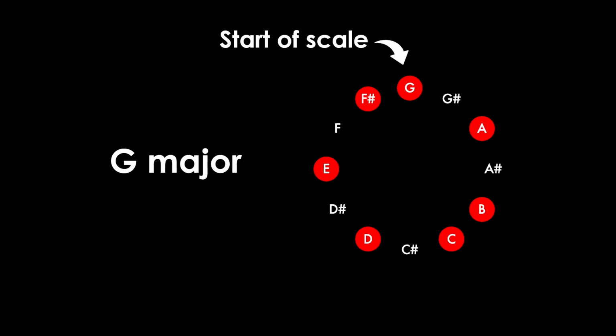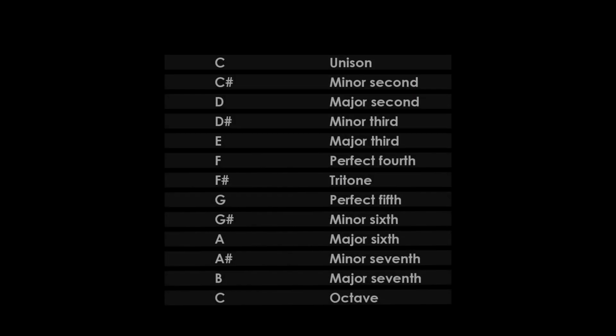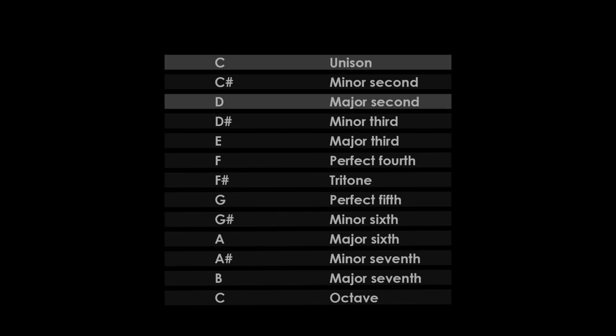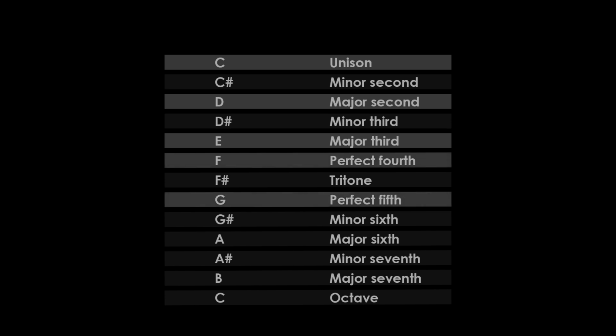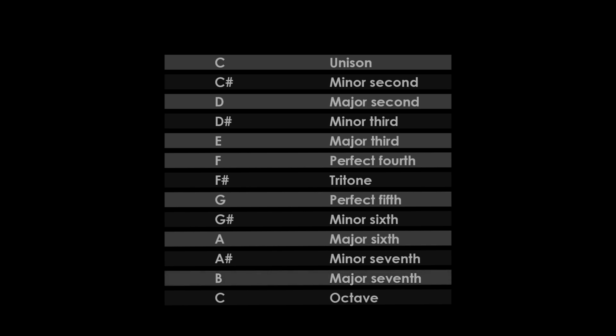Since we spent the last video talking about intervals, let's have a look at which intervals are in the major scale. We'll use the C major scale as our example. For each note in the scale, we'll look at the interval from the starting C note. So C is the first note, so that's unison. We skip the C sharp, so our next note, D, is a major second. Skipping the D sharp, the E note is a major third. The F is a perfect fourth. The G is a perfect fifth. The A is a major sixth. The B is a major seventh. And finally, C is the octave.